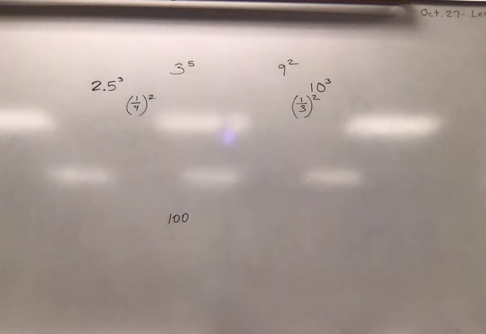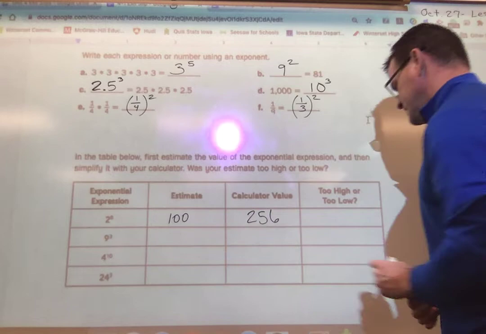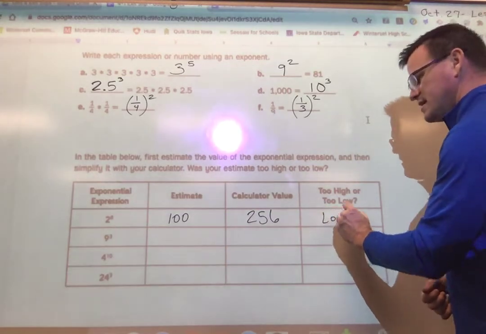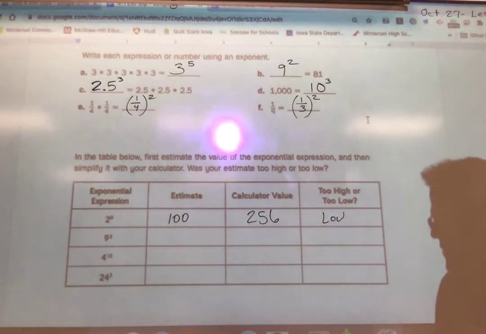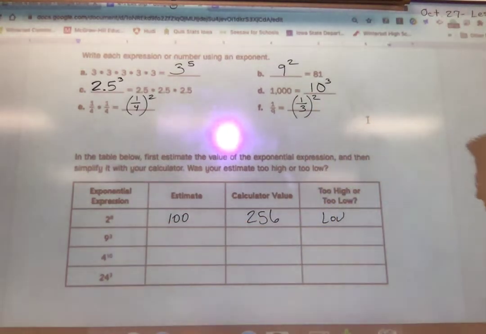So if we flip back here, the calculator value was 256, and I was too low there. A lot of times we will guess low. When we do exponents, things can grow pretty quick. For 9 to the 3rd power, if I'm estimating 9 times 9 times 9, I could probably get a little better estimate.